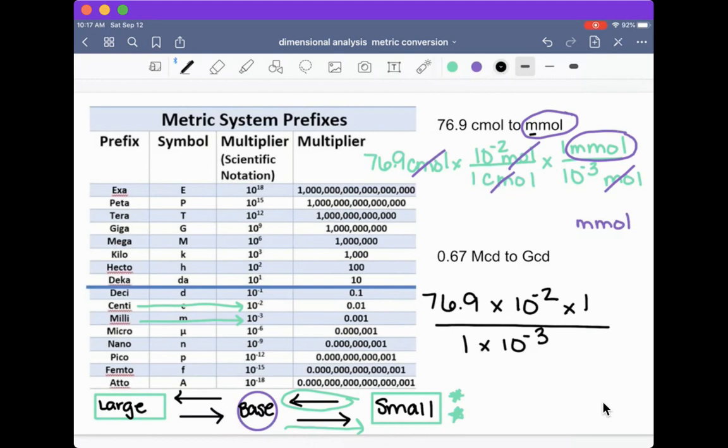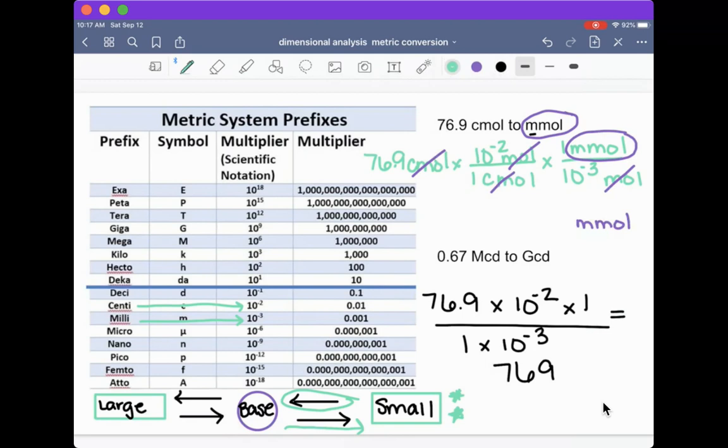So we've got 7.69 times 10 to the 2 divided by 10 to the negative 3. All right, so when we do that, I am going to get 769. Okay, so that was the answer that I got.